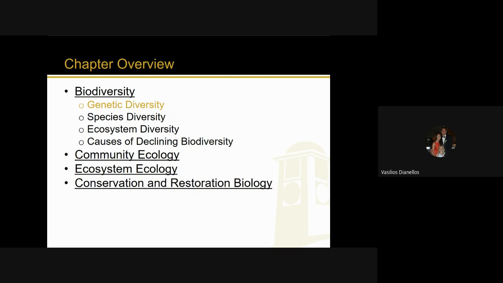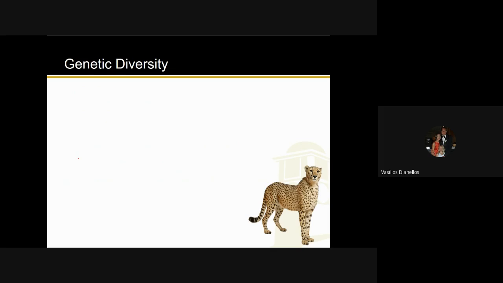The first one we're going to talk about is genetic diversity, and I've mentioned this before. We talked about this when we talked about sexual selection, when we talked about natural selection. We talked about this when we talked about mitosis, right? Crossing over and independent assortment, all that. It's all coming back. So here we go.